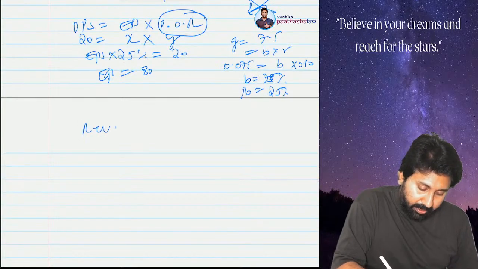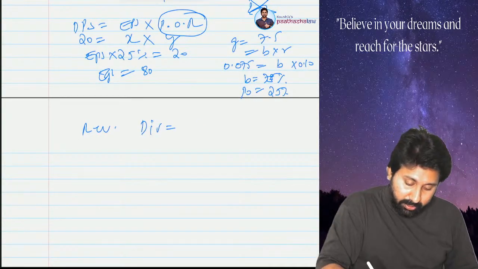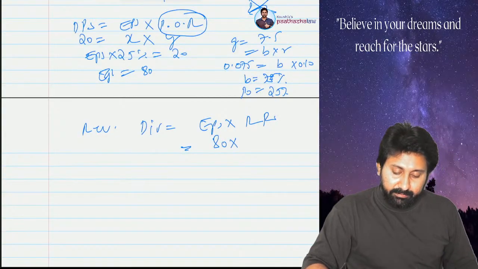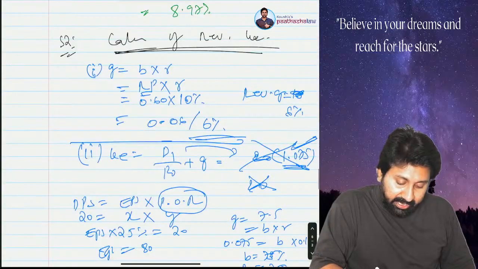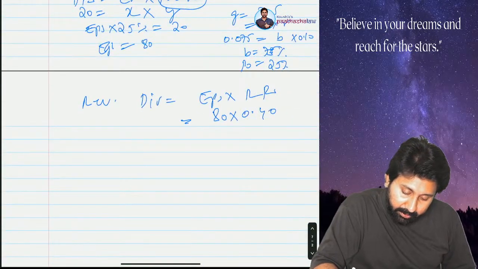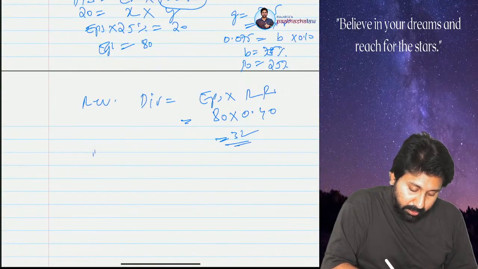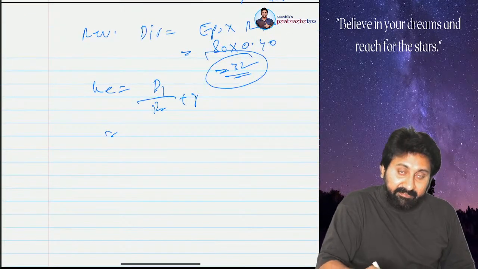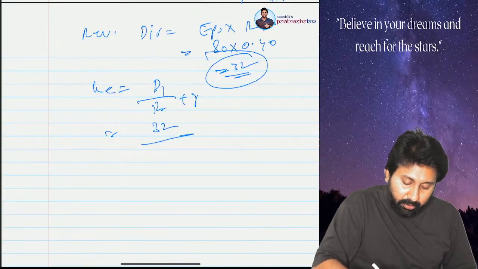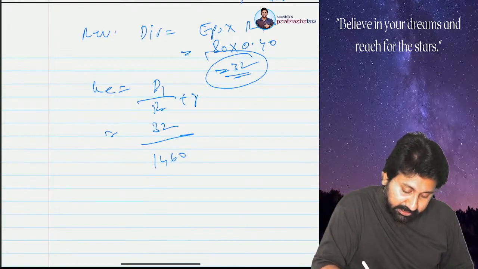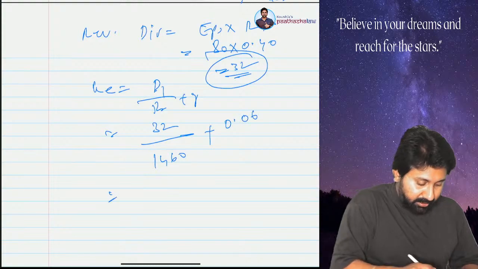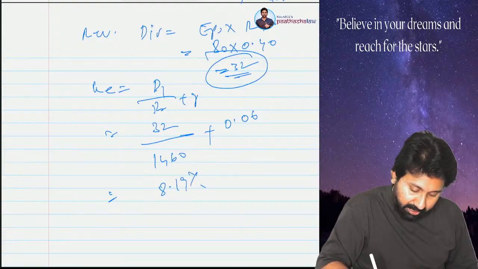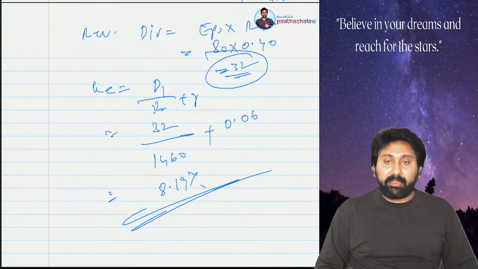So revised dividend equal to EPS into revised payout. EPS is 80. Revised retention is 60, so payout is 40, giving 32. So KE equal to D1 by P naught plus G. This is already revised, so they have taken this as D1. 32 divided by P naught, 1460, plus 0.06. 8.19% is the answer.